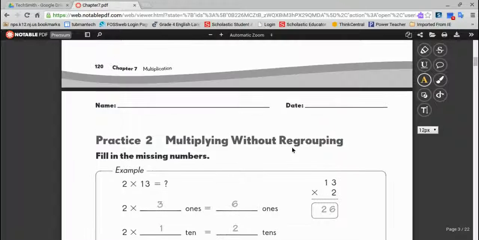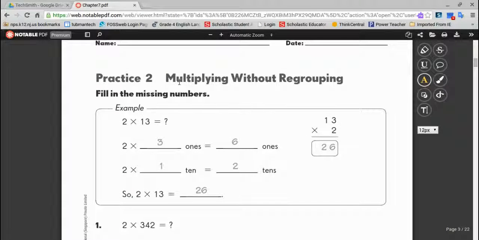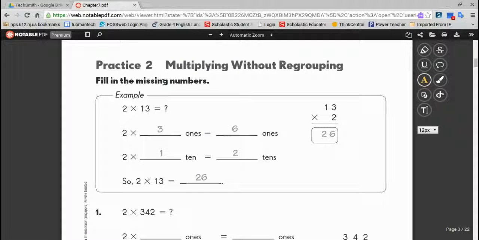This is page 121, practice 2, multiplying without regrouping. Fill in the missing numbers.